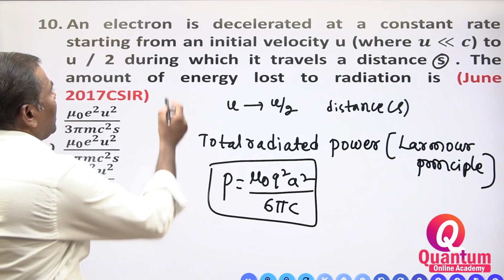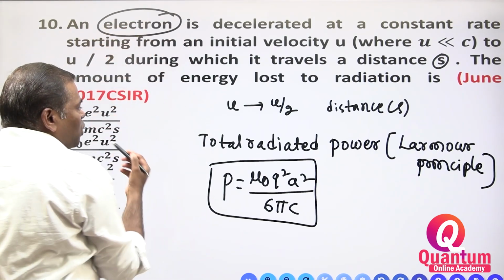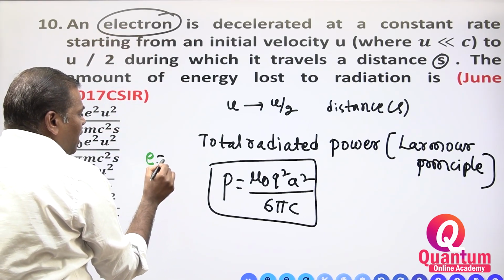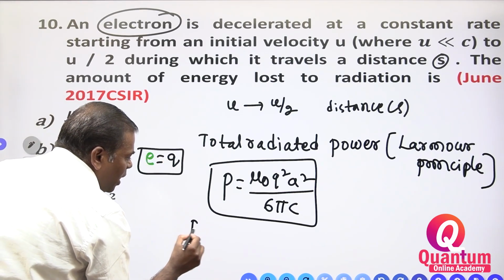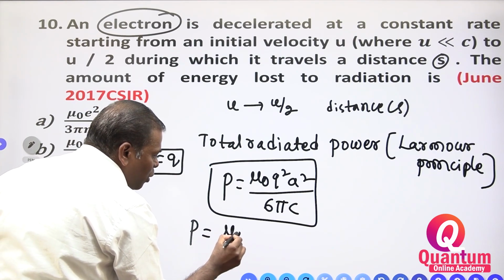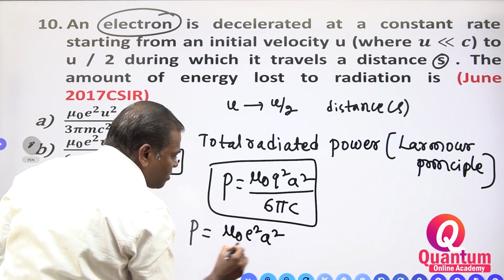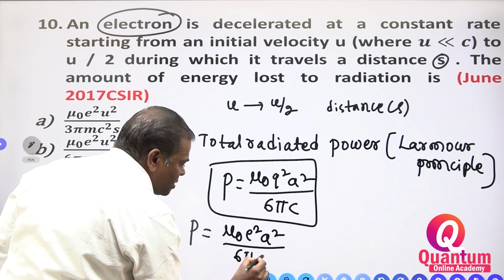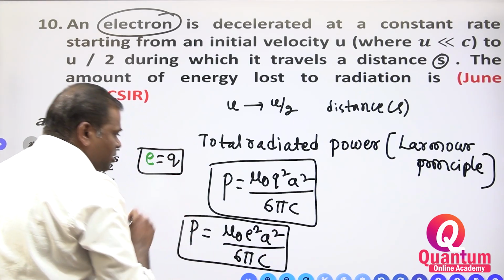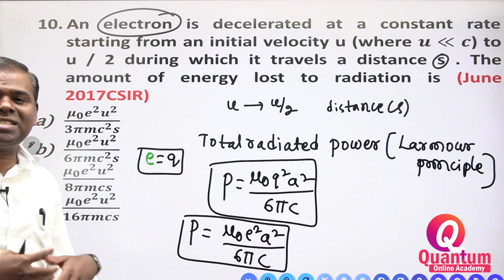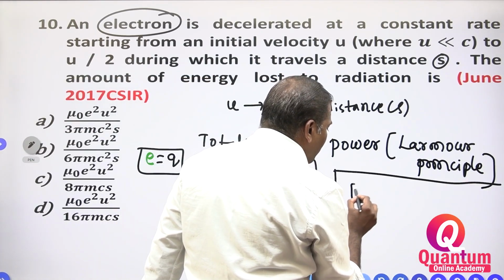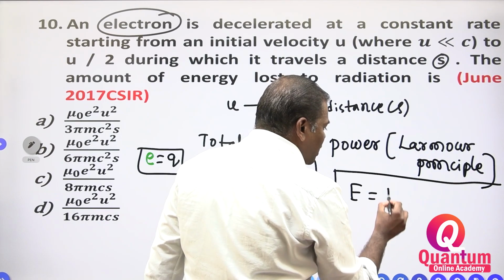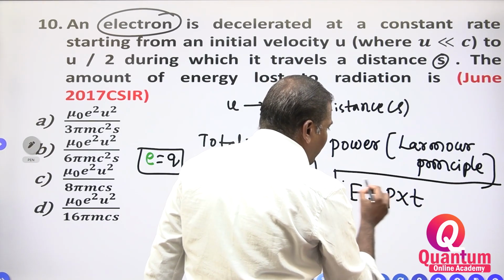But which one is decelerating? Electron is decelerating. Instead of electron, q is equal to e we have to write. Therefore, our power is equal to mu naught e square a square divided by 6 pi c. This is the Larmor power. But how much energy is generated? Energy is equal to power into time.